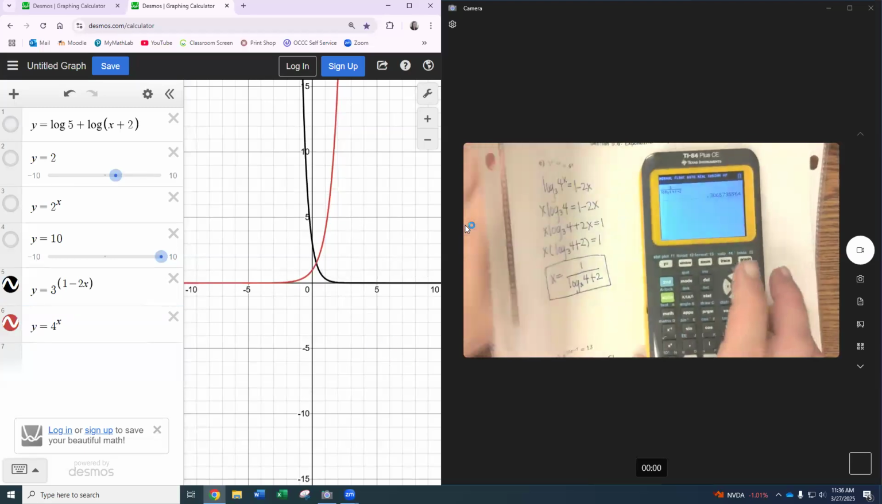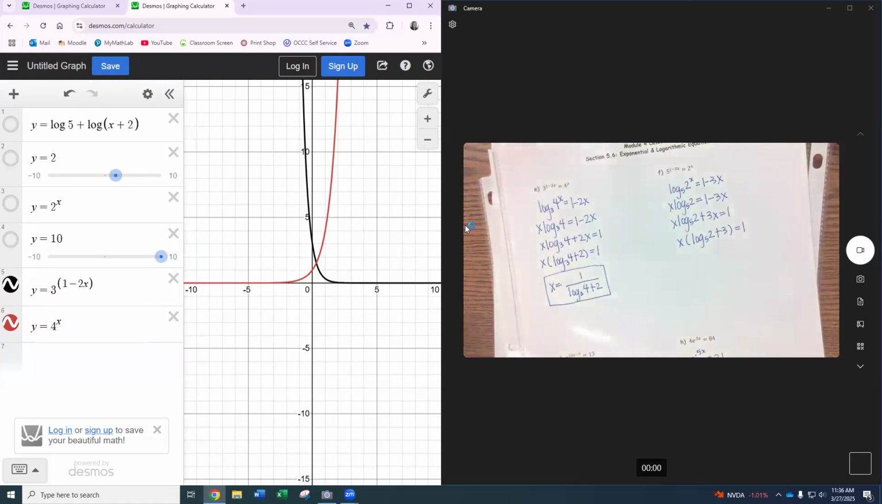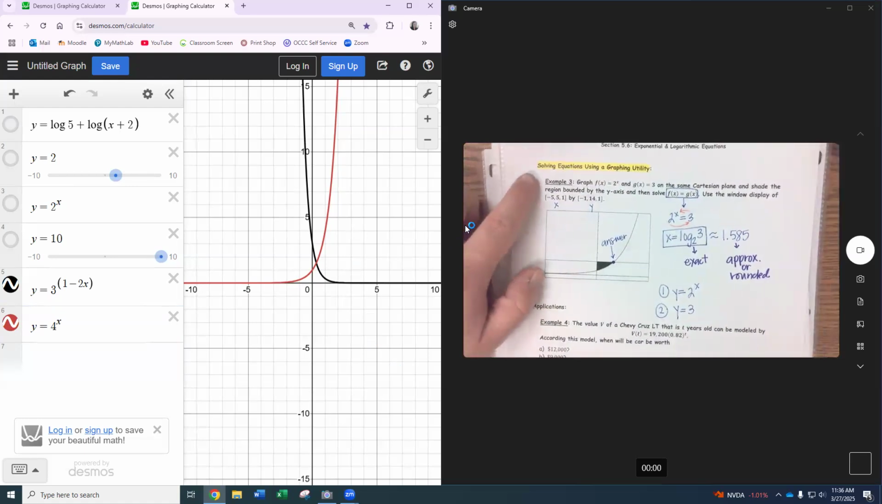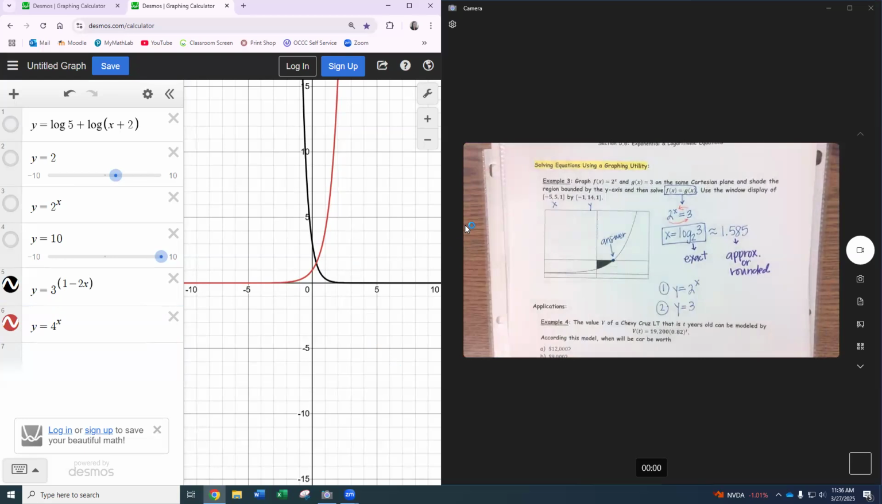So anyways, all of that to show you how to solve equations using a graphing utility. And this again works for any type of equations. You're just doing y equals the right side, y equals the left side, find the intersection.